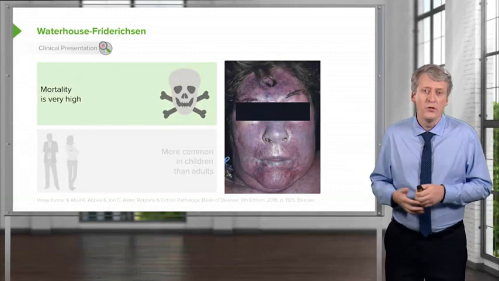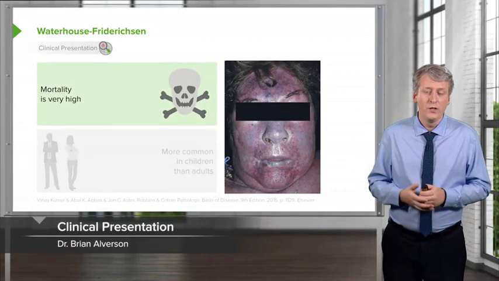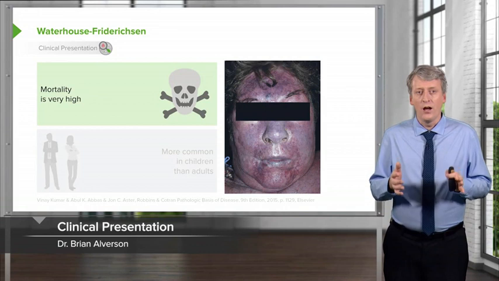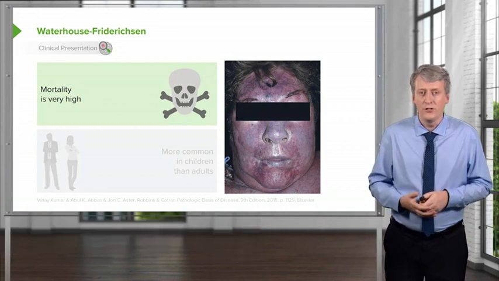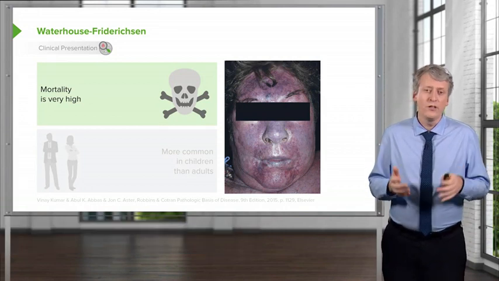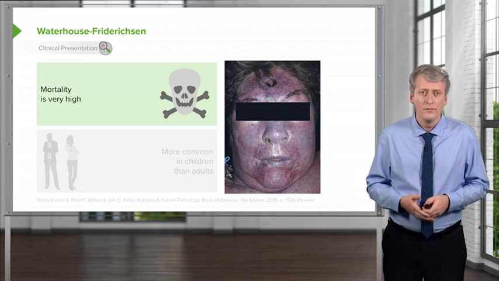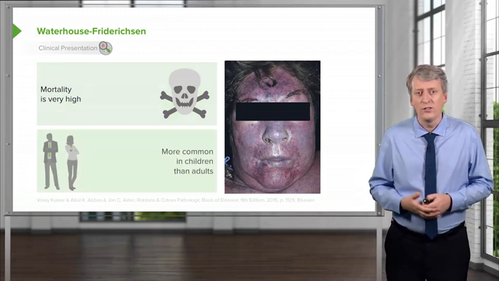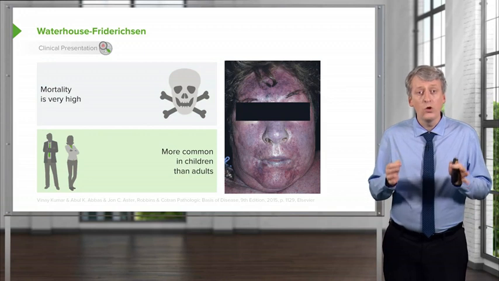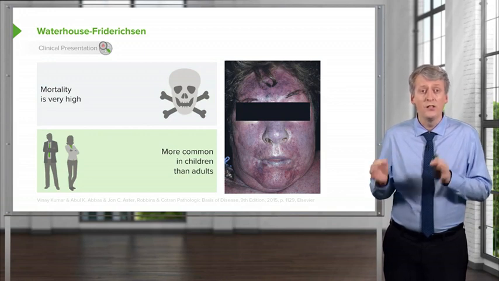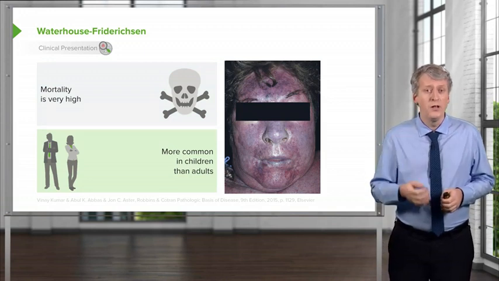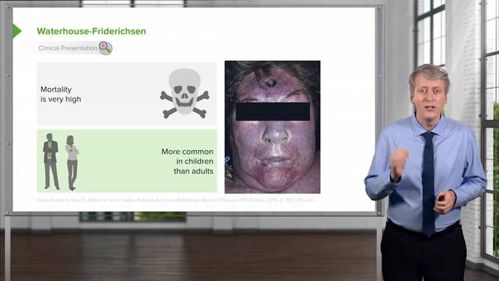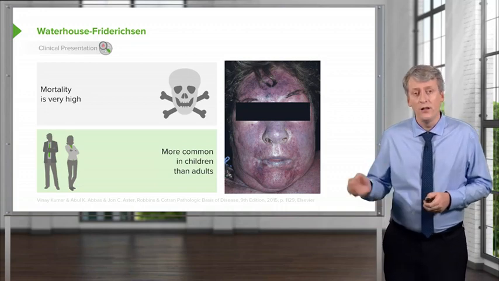This is a horrible and dramatic picture of an adult with a meningococcus. Meningococcus is a highly fatal condition. Patients need to be aggressively treated. They can go rapidly into shock. You will not miss Waterhouse-Friderichsen, but it's much more common in children than it is in adults. So children with meningococcus are more likely to get the adrenal gland dysfunction than adults do.